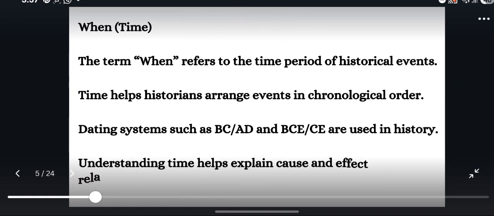So, what do you mean by when? That is the time. The term when refers to the time period of historical events. Time helps historians arrange events in chronological order. Dating systems such as BC, AD, and BCE or CE are used in history. Understanding time helps explain cause and effect relationships.